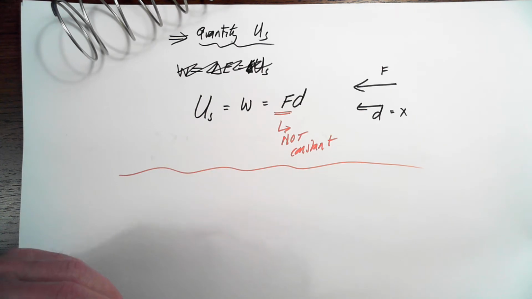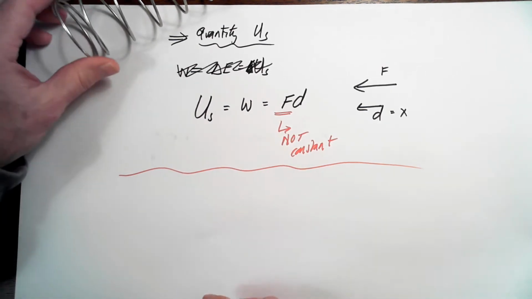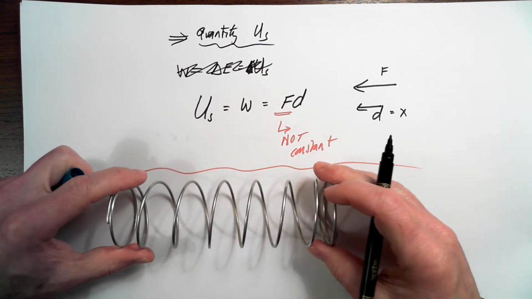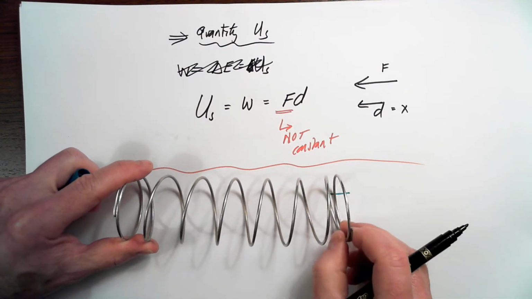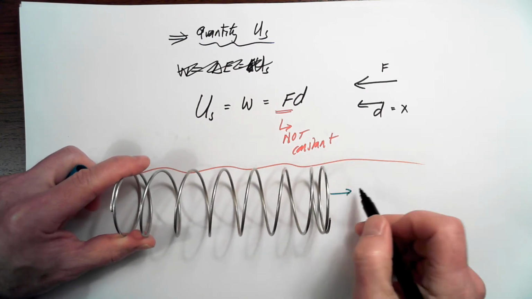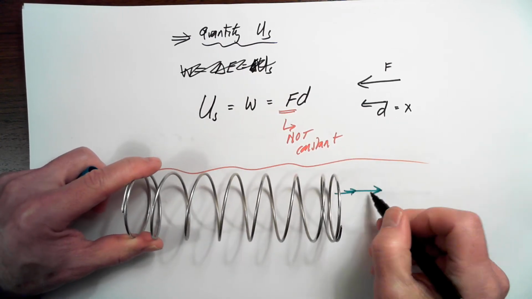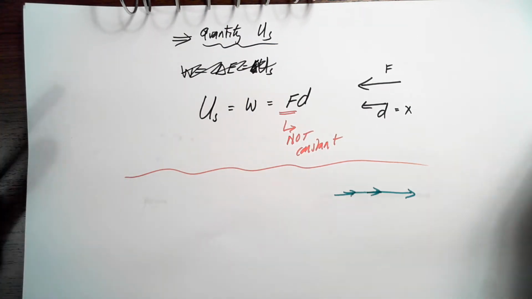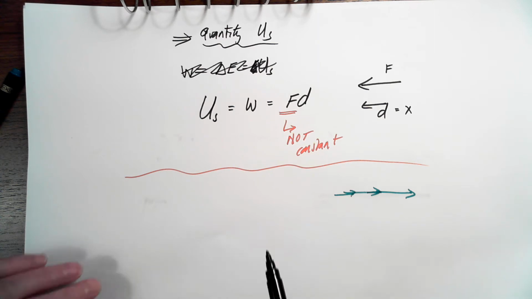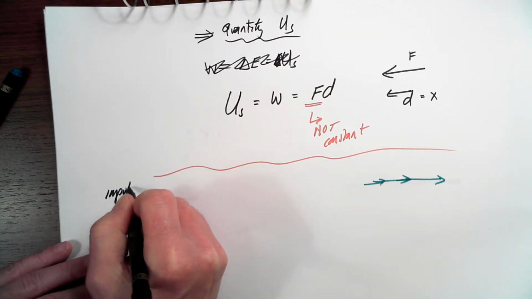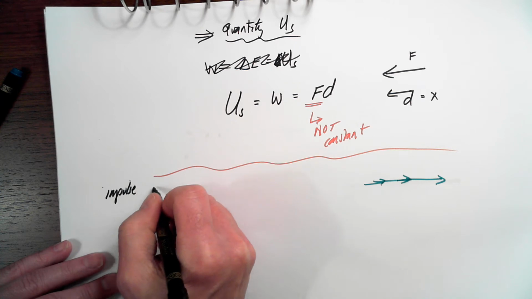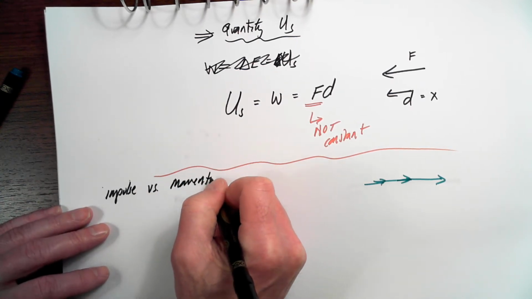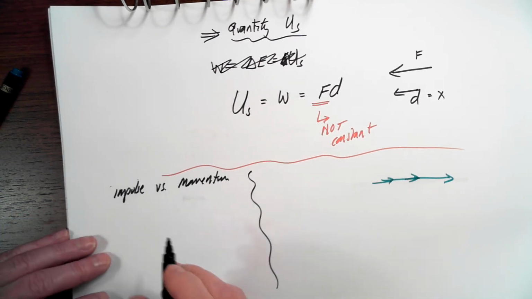So how do we deal with the fact that this force, as I start to pull on it, is initially a pretty small force, but then it gets bigger and bigger and bigger? So how do we deal with a variable force? And it's really pretty simple. Let's go back to impulse versus momentum, just because it works the same way, and you've seen this before in a different context.